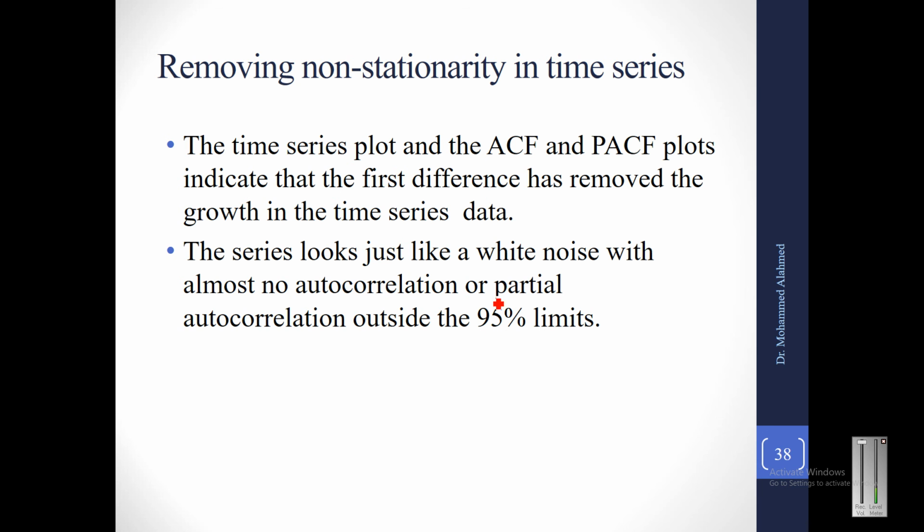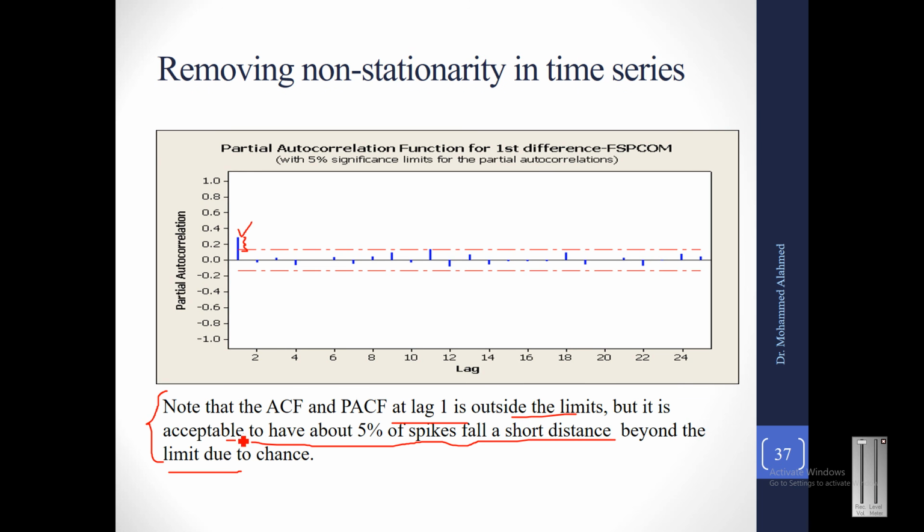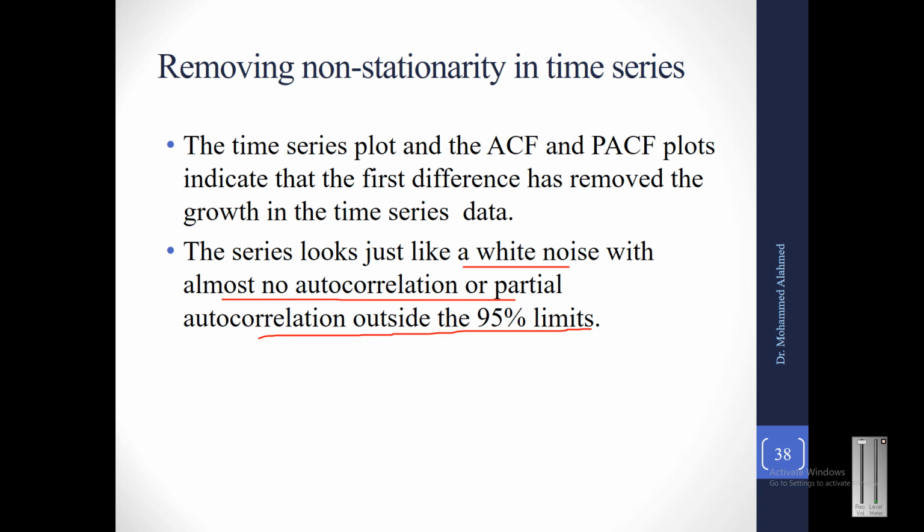The series just looks like white noise with almost no autocorrelation or partial autocorrelation outside the 95% limit. We had only one value, and as we saw in the previous case, it is acceptable to have about 5% of the spikes. So we can treat differencing as a method for removing non-stationarity.